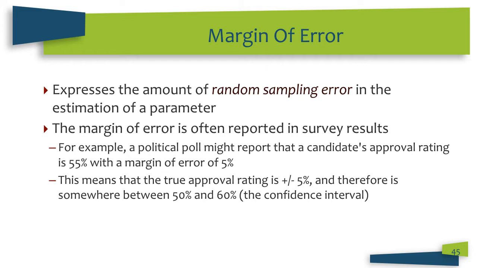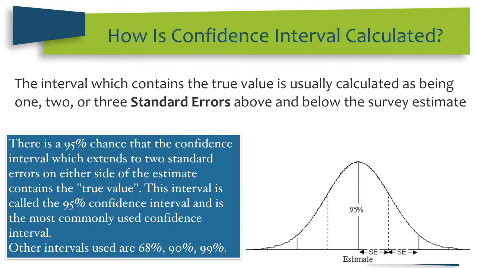How do we calculate this confidence interval? Well, it is calculated as being 1, 2, or 3 standard errors above and below the estimate. Well, what does that mean? For example, in the previous slide, your estimate was 55% for the approval rating of a particular candidate.